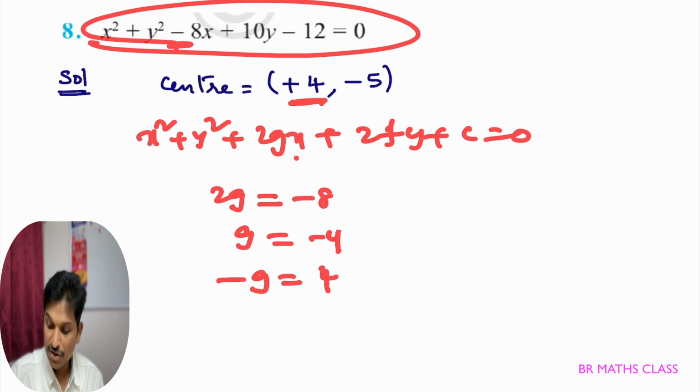Now radius. What is the radius formula? Root over g square plus f square minus c. G square means this minus g whole square is, this is minus, center formula is what?